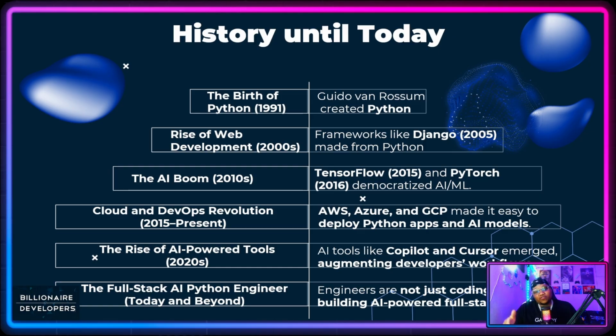Fast forward a little bit later, let's look at the mid 2015s era. We have the birth of cloud, data, and DevOps revolution, right? So this is where your AWSs, your Azures, GCPs come into play, and we can integrate it and work with Python to create these AI models. Then if you're looking at the early 2020s, this is the birth of AI power tools, right?